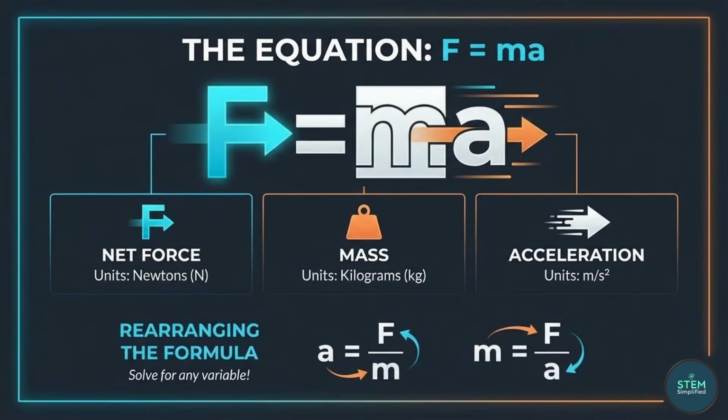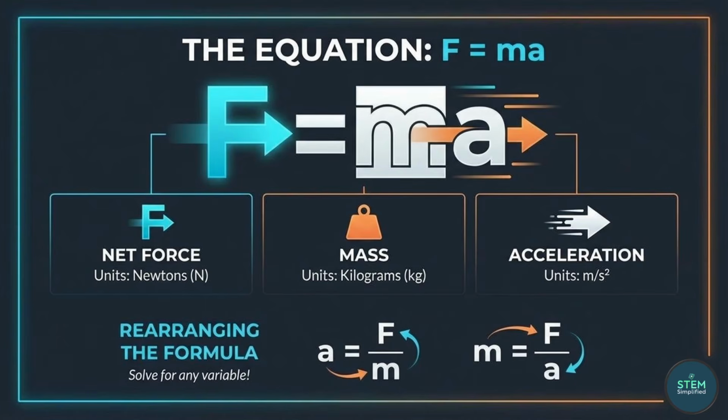Newton's second law is summarized by the equation F equals m times a. In this equation, force is measured in newtons and represents the net force applied to an object. Mass is measured in kilograms and describes how much matter the object contains. Acceleration is measured in meters per second squared and describes how quickly an object's velocity changes.